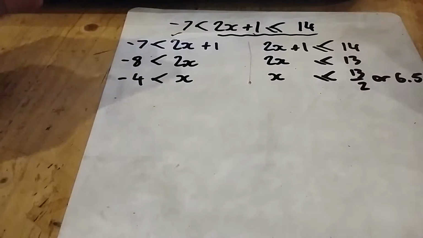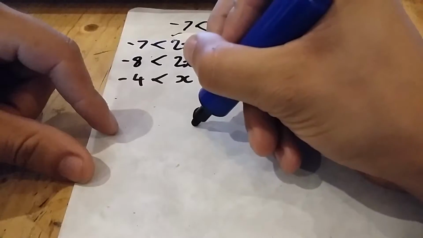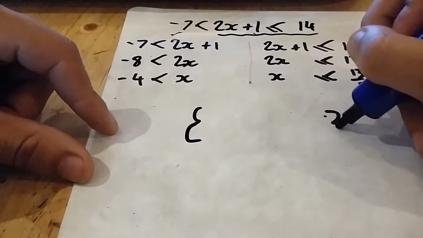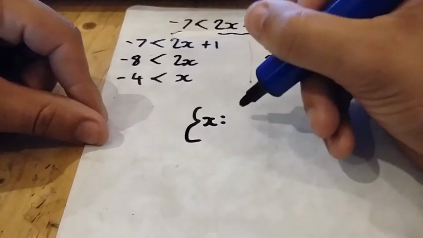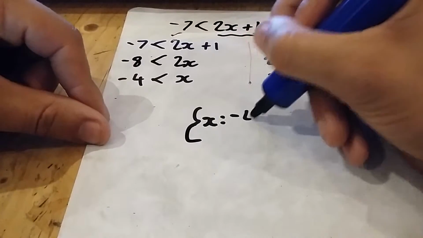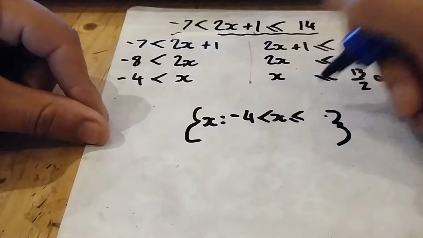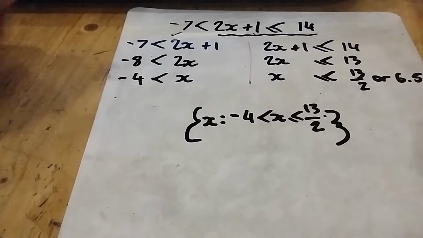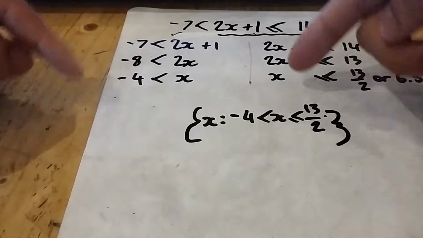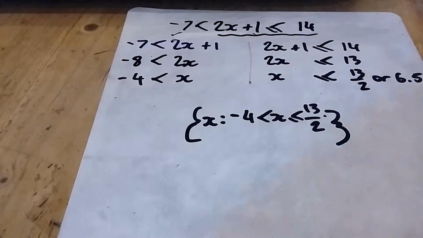Okay, nearly there. All I need to do now is write this in set notation. So I'm going to put some brackets here. So x, the inequalities for x are between minus 4 and 13 over 2. So x is greater than minus 4, but it's less than or equal to 13 over 2. Okay, so just recap.